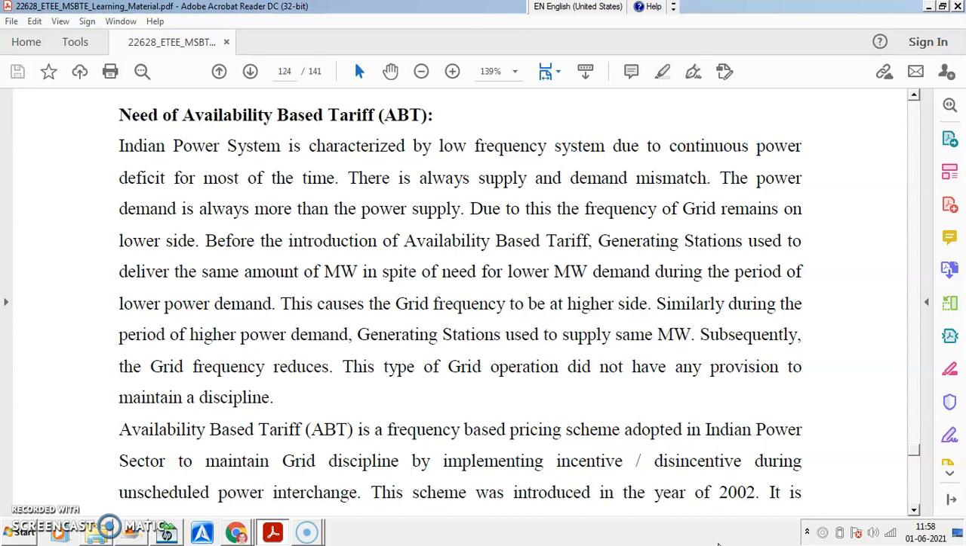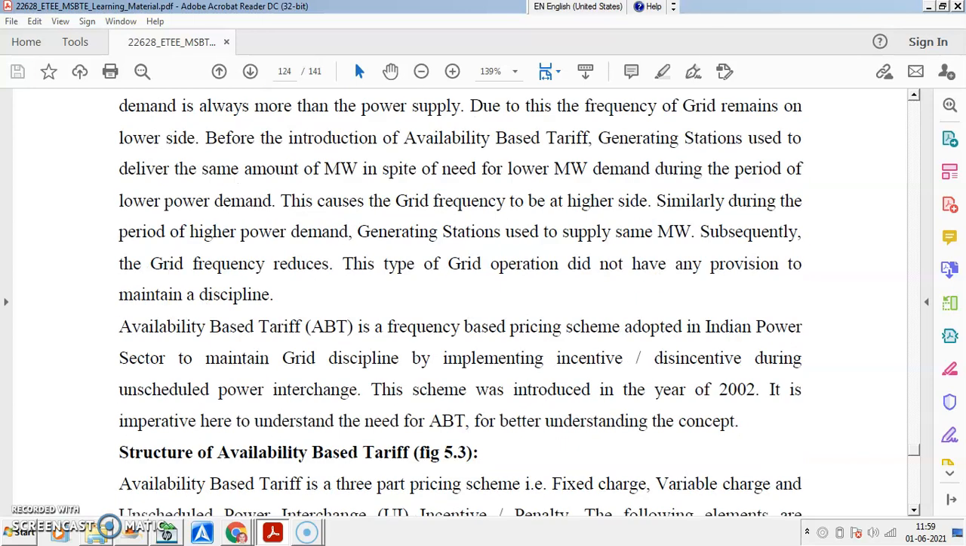So to maintain the grid discipline means you should not go for changing the frequency, plus 5% on the higher side or minus 5% on the lower side. So that is how grid discipline is maintained. Okay. So unscheduled power interchange, unexpected power interchange, that is also considered in ABT. If unexpected power exchange is there by any consumer, he may have to pay a very high cost for that. That is also the provision made in ABT.